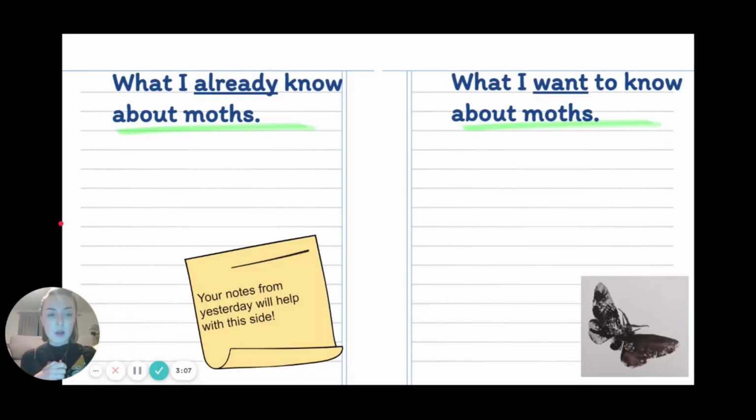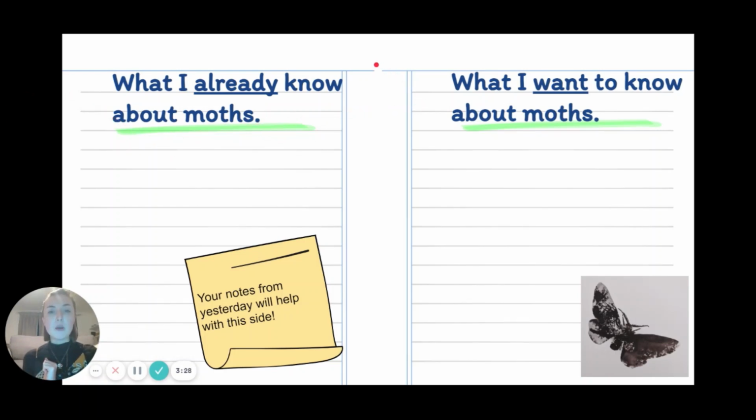So today we are going to act like Isabel Thomas, and we are going to start to become science writers. So over the next week, we're going to do a few things to help us become science writers, and at the end of the 2 weeks, we are going to write our own bit of science writing about moths. So the first thing we need to do is work out what we already know about moths.